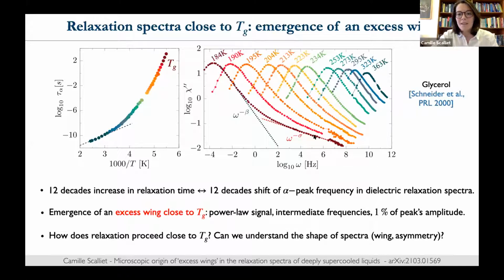It's found at intermediate frequencies, or relatively short timescales, and its amplitude is around 1% of the main peak. So this is in excess of this fit of the main peak, and this is why it is called the excess swing. So this is quite a generic feature. It's observed in many molecular liquids, also metallic glasses. And there are many models or fits to explain the origin of this signal, but the truth is that we don't understand its origin. And this simply reflects the fact that we do not know how the molecules move close to the glass transition temperature. So in the following, I will show that this is now possible thanks to computer simulations.